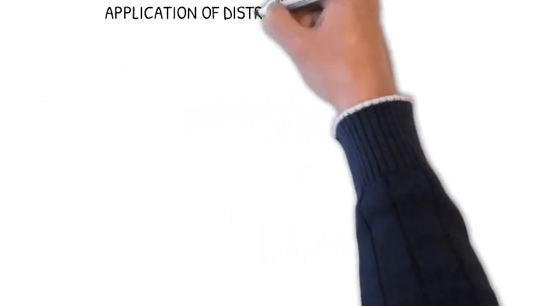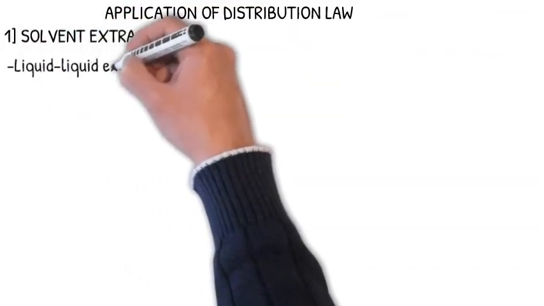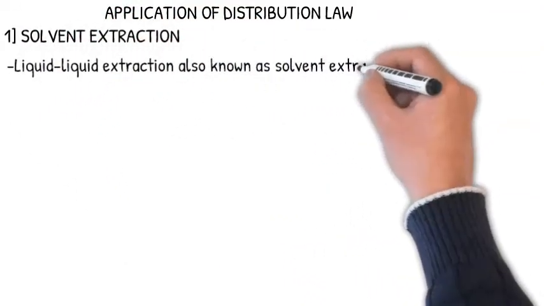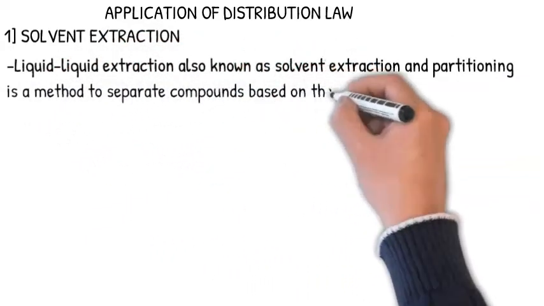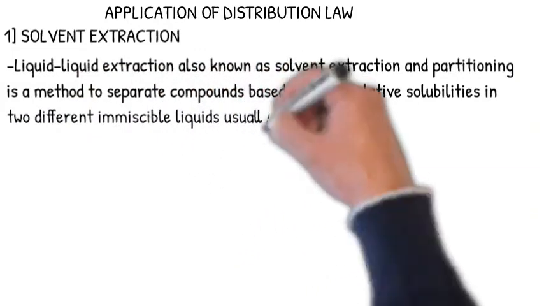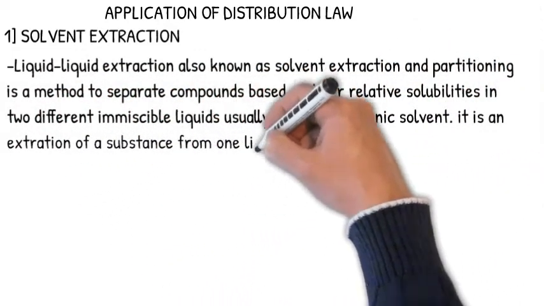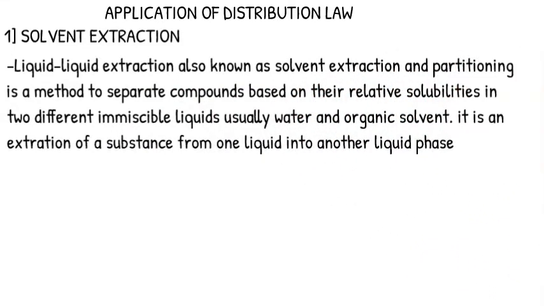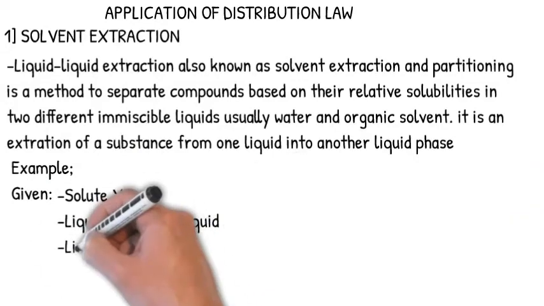Application of distribution law: solvent extraction. Liquid-liquid extraction, also known as solvent extraction and partition, is the method of separating compounds based on their relative solubilities in two different immiscible liquids, usually water and an organic solvent. It is an extraction of a substance from one liquid into another phase. Example: given solute X, liquid 1 is an aqueous liquid, liquid 2 is an organic solvent, ether.